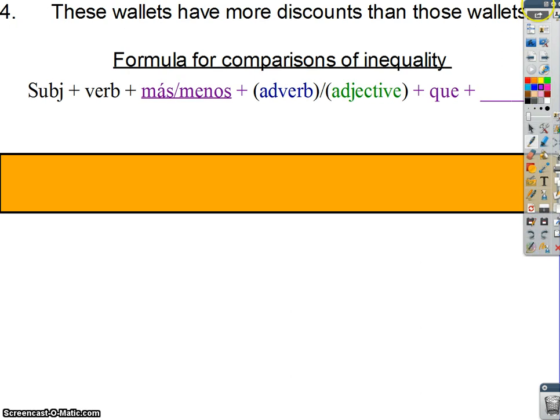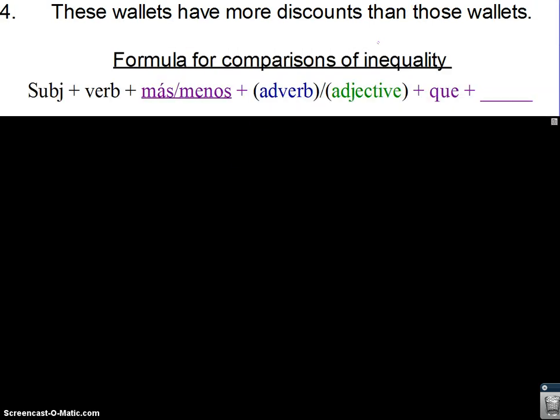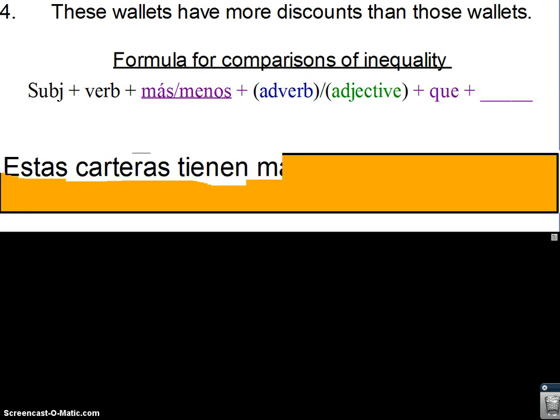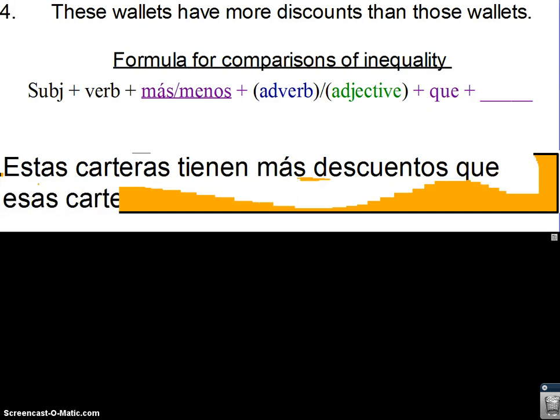Number 4, these wallets have more discounts than those wallets. Honestly, this is a comparison of quantity, which we didn't talk about, but you are equipped enough to say it. So we want to say these wallets have more. How do you say more than? Más que. So more discounts than. So right here, descuentos are neither an adverb or an adjective. It's actually a noun. But again, it's the same concept. Those wallets. This and these have T's, that and those don't.